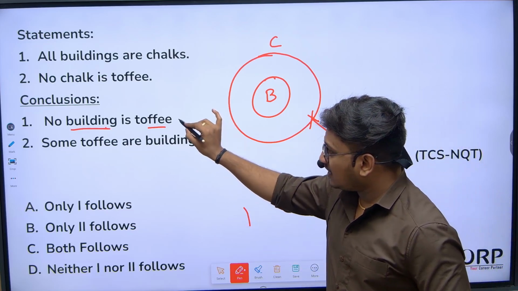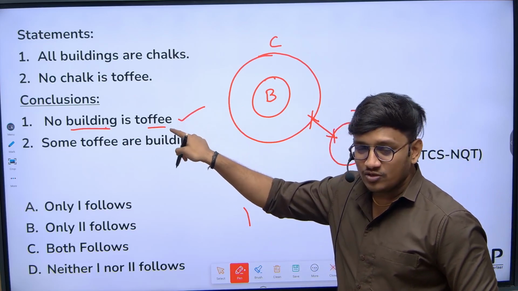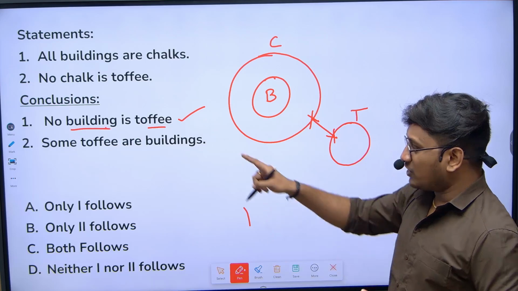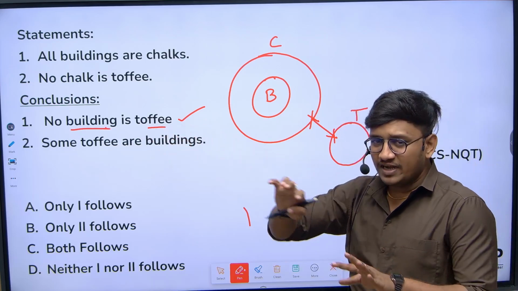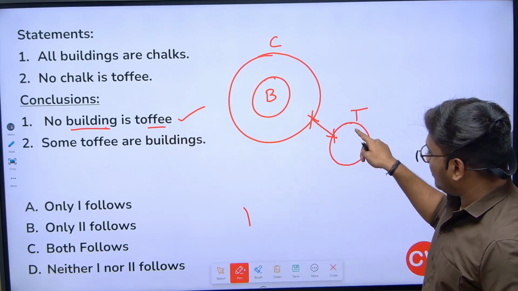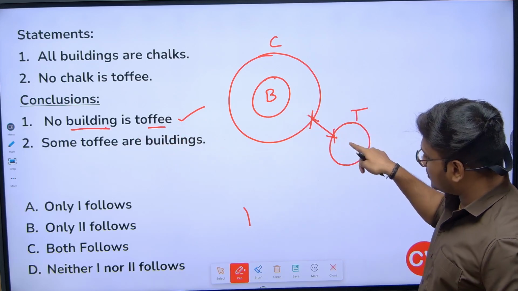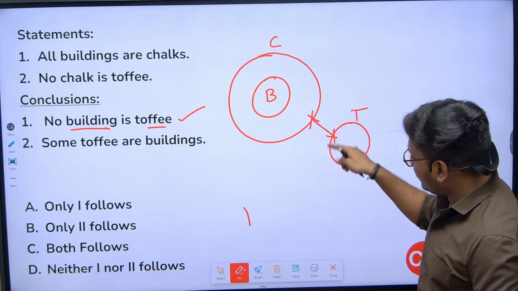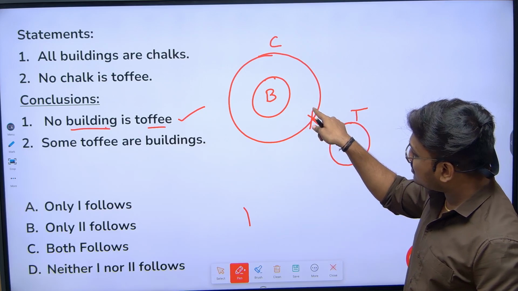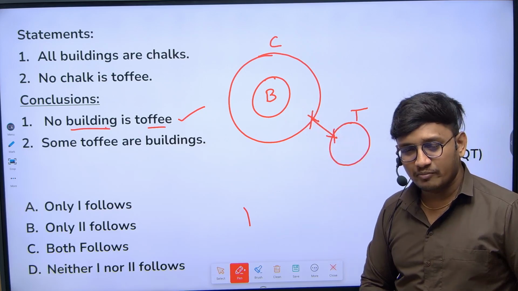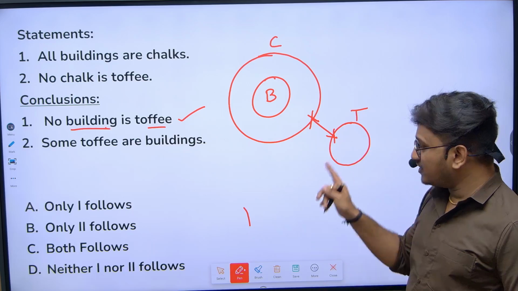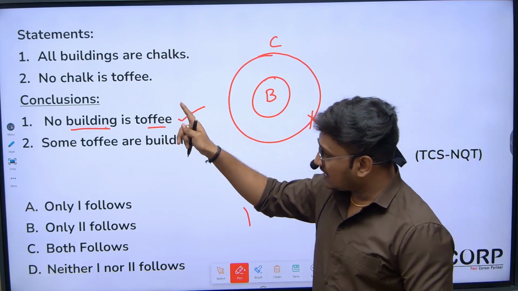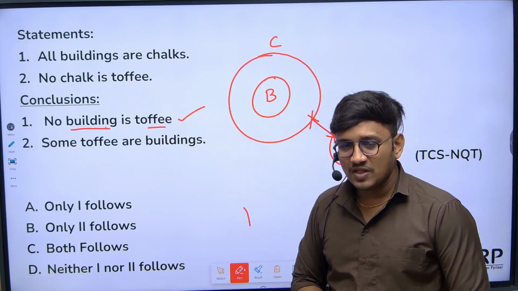So I can say that whatever condition they gave, no building is toffee, is exactly correct, right? Building cannot touch toffee, because for this toffee to touch the building, this toffee circle should cross this chalks line and touch the building. It is not at all possible. When it is going to touch, the condition will get violated. So the first conclusion is exactly correct.